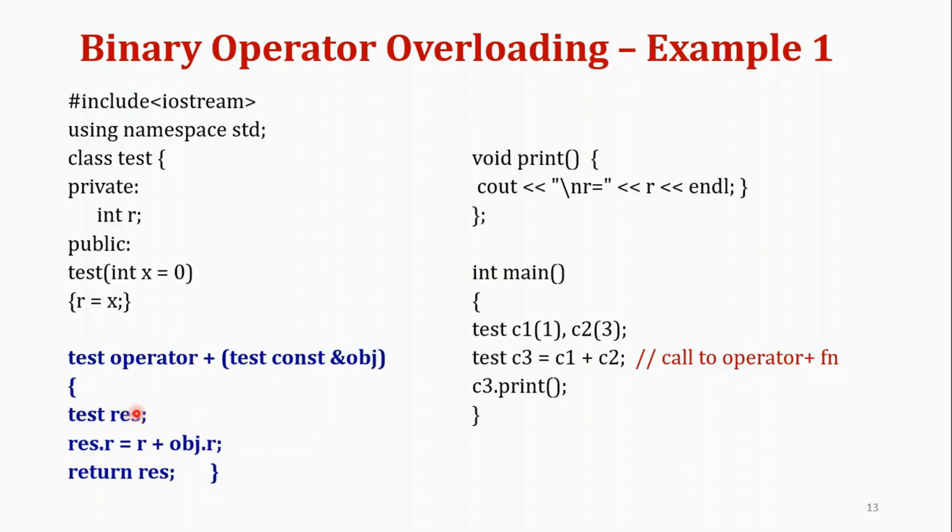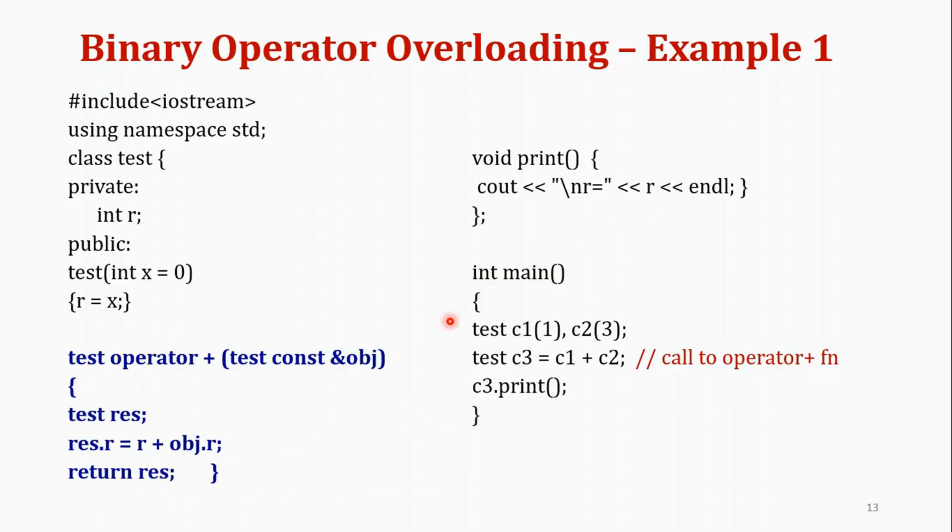So the res object will be created here. For that, the x value will be 0 and 0 will be given to r. So for res, the r value is initially 0. After this statement, c1.r plus c2.r, that is 1 plus 3, is added. That will be given to res.r. So res.r is now 4. So for the res object, r will be 4. And I'm returning the res object, and the res object is given to c3. If I call c3.print, c3 will print the r value, which is res.r, that is 4.